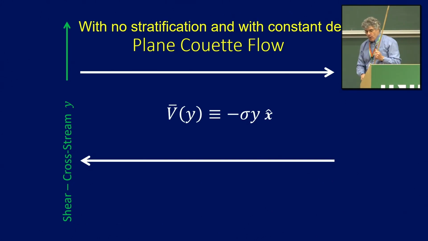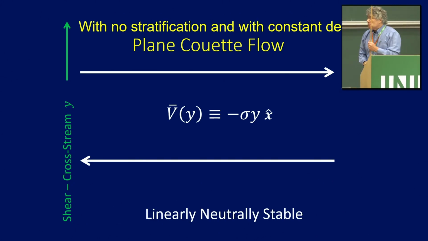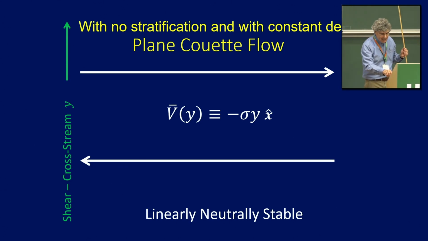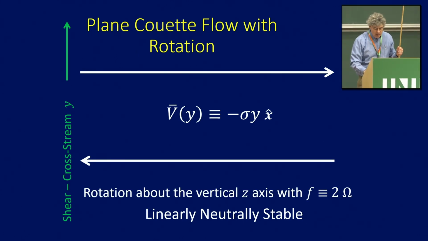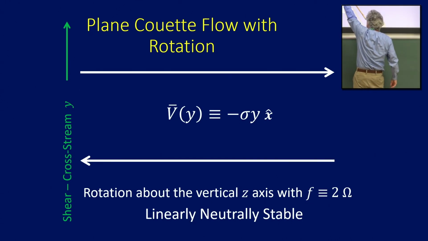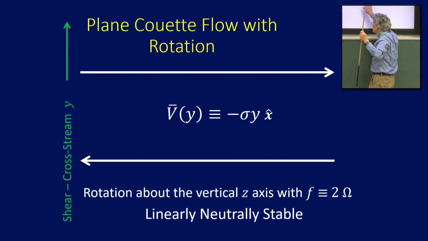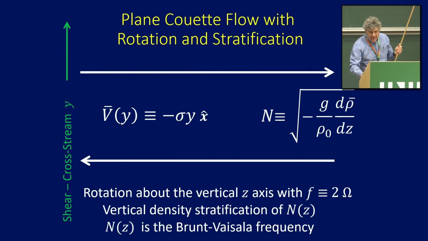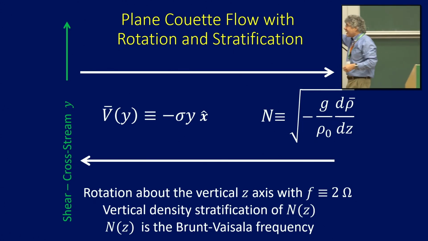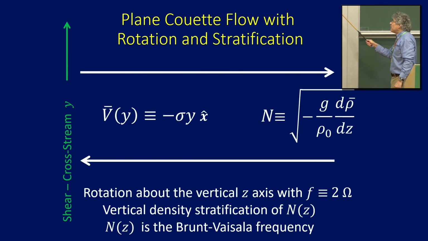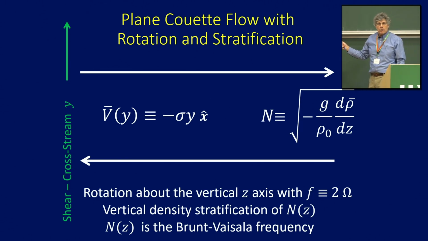With just good old plain Couette flow, you can calculate it's neutrally stable to linear eigenmodes, right? All the linear eigenmodes are neutrally stable in an unbounded Couette flow system. Even if I had rotation around this axis over here, there's my Coriolis parameter equal to 2 times the rotation, it's also linearly neutrally stable. And when I stratify it in the vertical direction coming in and out of the board and define my Brunt-Väisälä frequency in the usual way, this, if I were dealing with salt stratified water, would be the density.